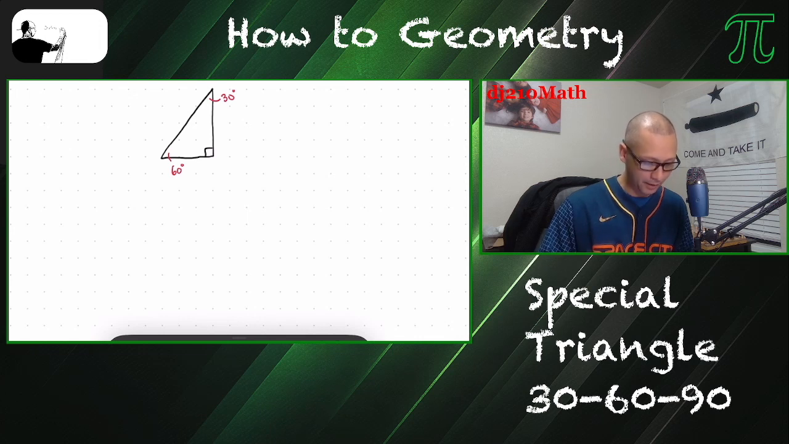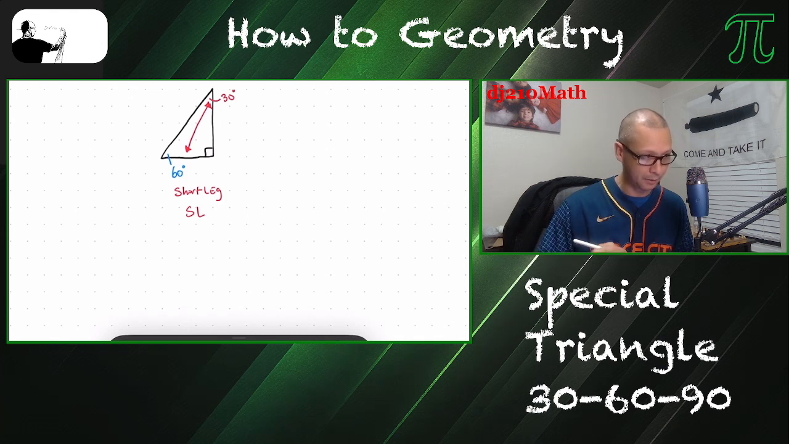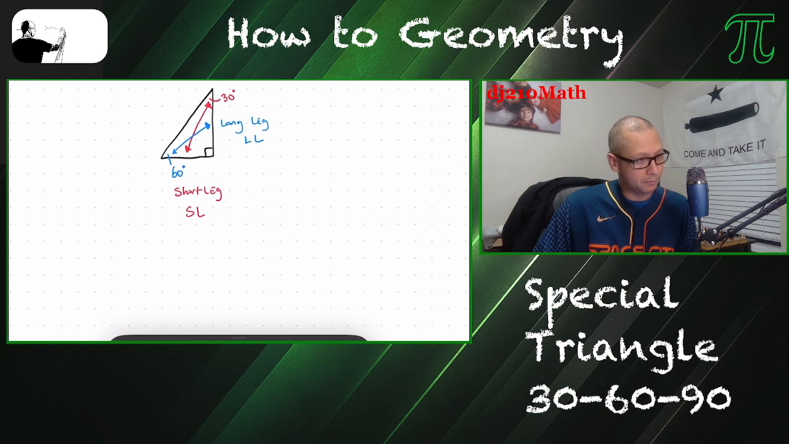So let's identify that. The short leg is always going to be across from the small angle. We'll call this the short leg, or in other words, SL. That's the abbreviation we're going to use. The long leg is always going to be across from the larger angle, and the short leg is always across from the smaller angle.